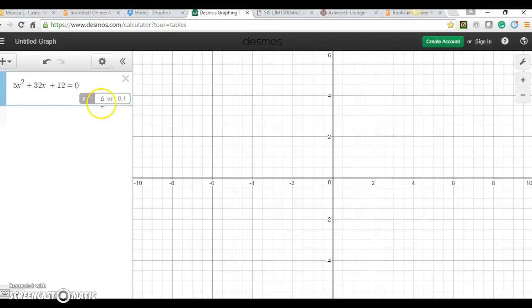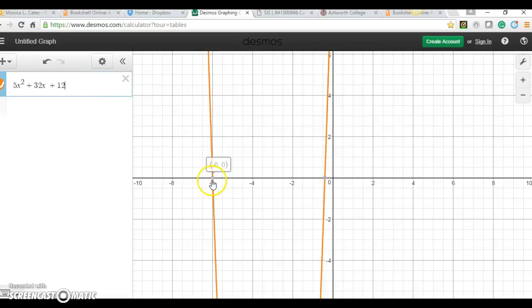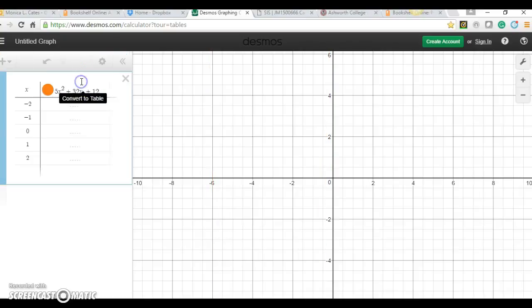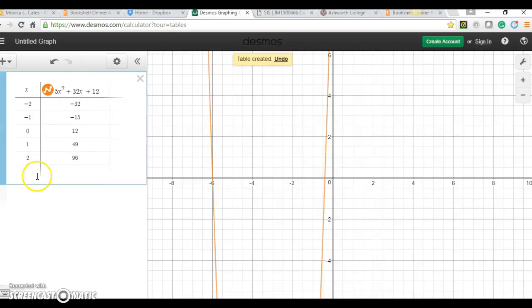So it's equal to 0 at -6 or at negative 0.4. Okay? I can also see it here on the graph, here at -6 and at negative 0.4. But if I want to, I can change this into a table. And here's my table here. As you can see, I don't have those points on there.